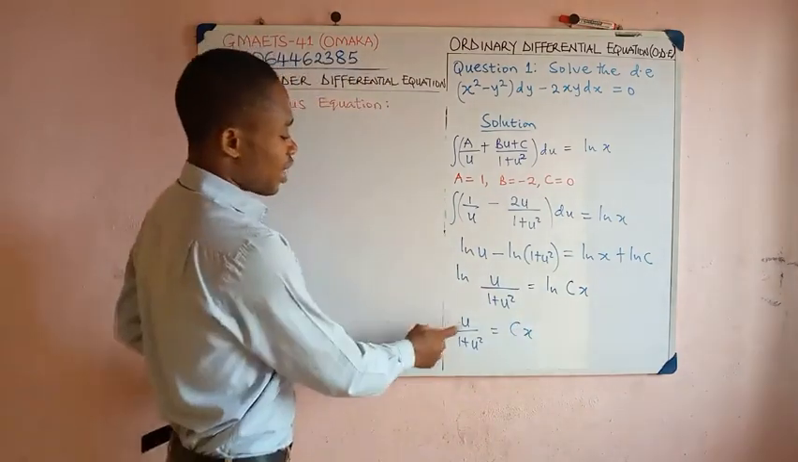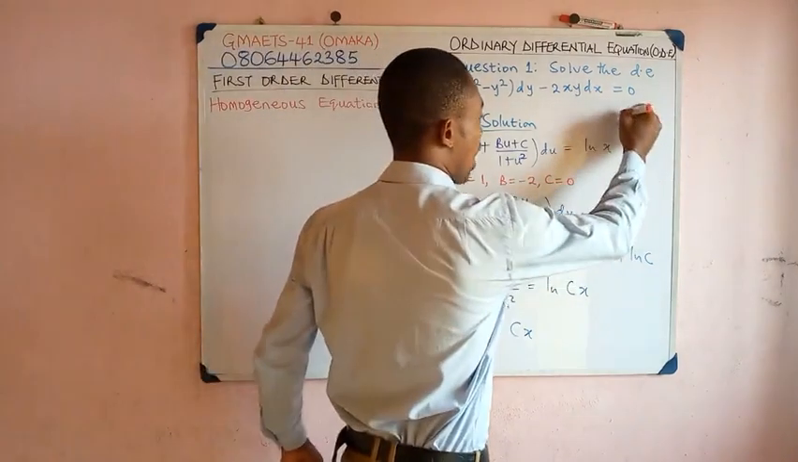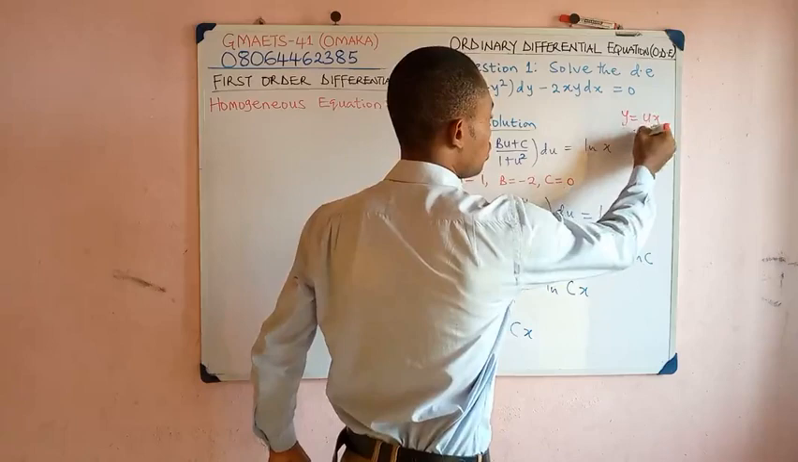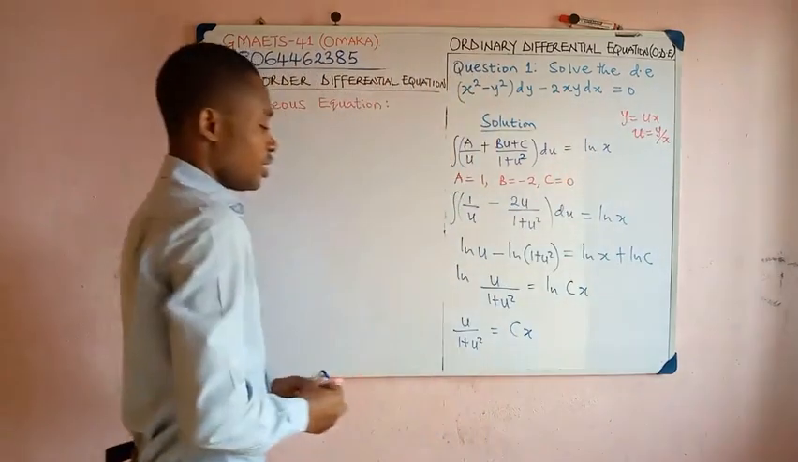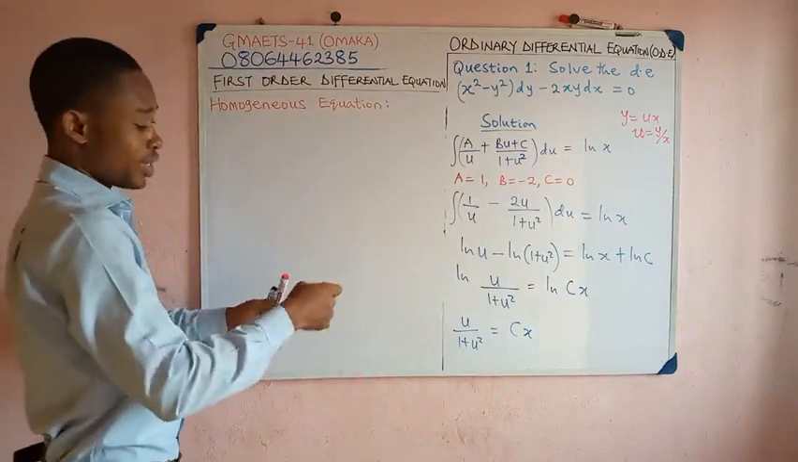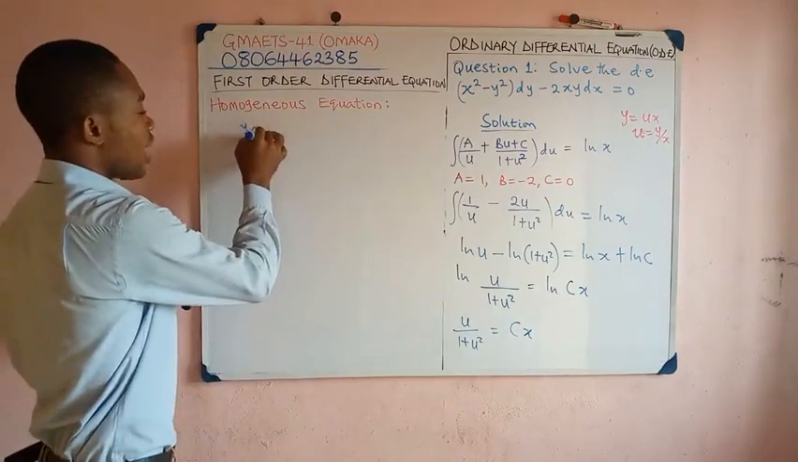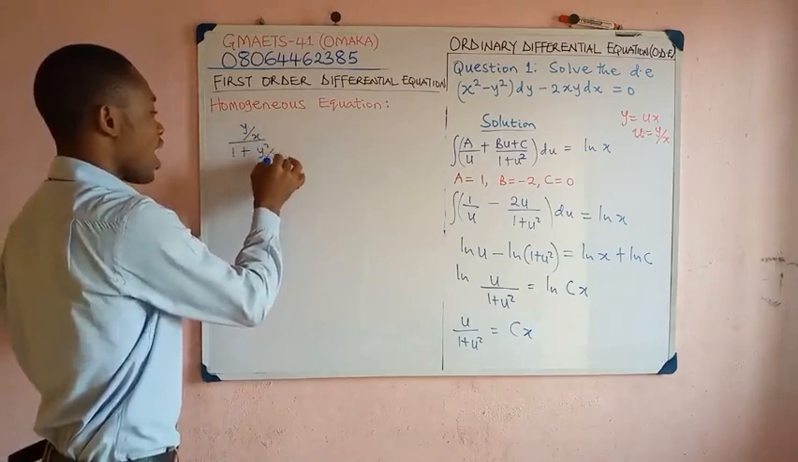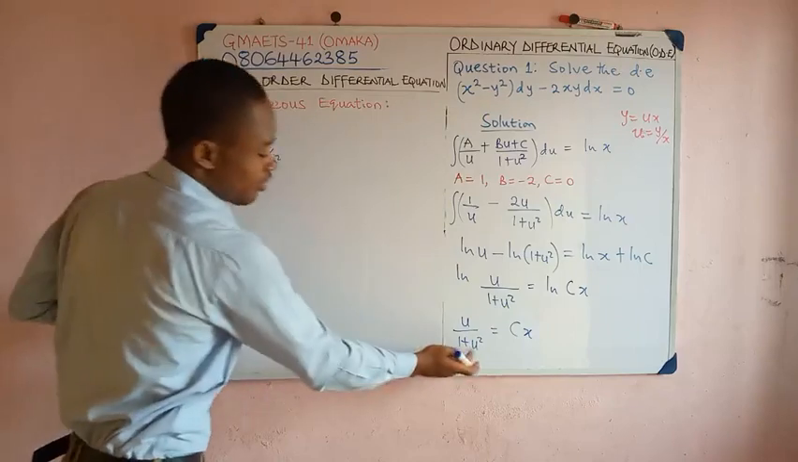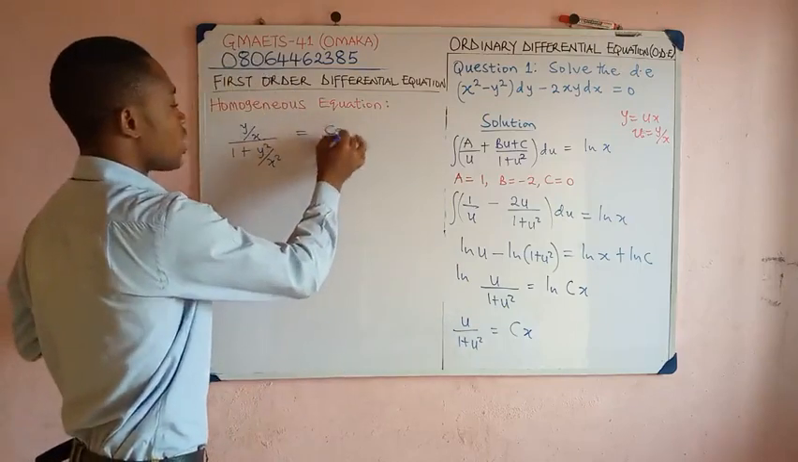We can now return back the value of u. Recall from our transformation, y is equal to ux. So u is now going to be y over what? x. So we're going to substitute that. Let's see what we will get. In place of this u, I will put y over x all over 1 plus y squared over x squared. You know, the y squared over x squared, because this u is squared. That will be equal to cx.